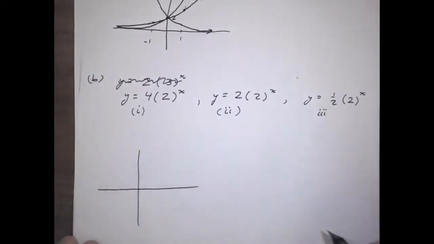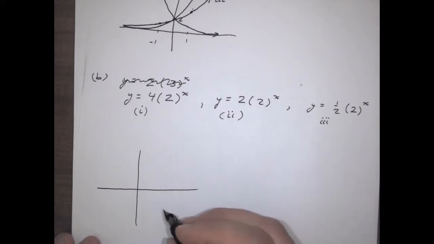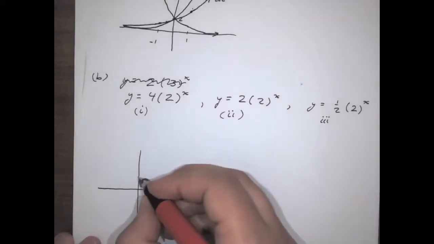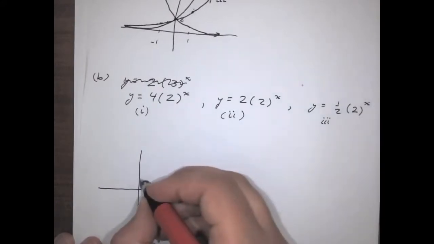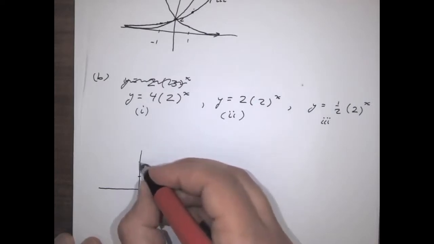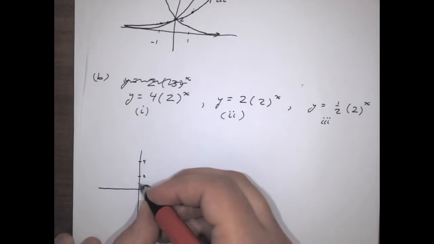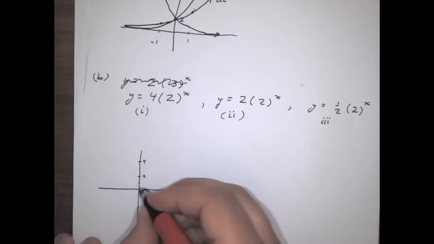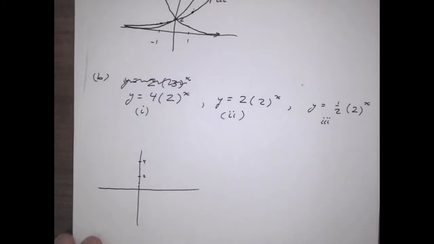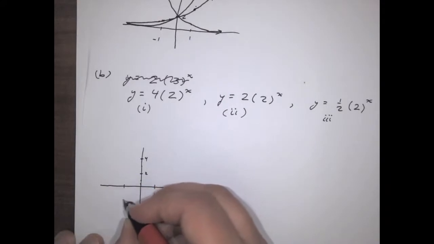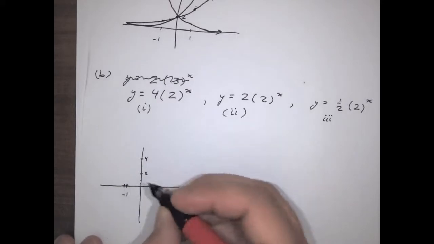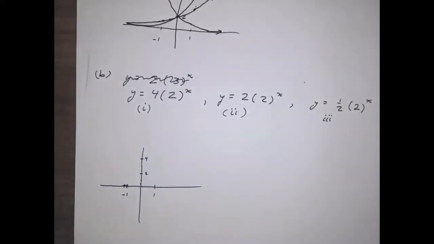So in all cases, the growth factor here is 2. But what is different from case to case is the y-intercept. So we're going to say that this is 2. This would then be 4. That would be 1. That'd be 3, and most importantly, that'll be 1/2. So then, as we track it, as it goes to the left and goes to the right, it goes up by a factor of 2 each step to the right. It goes down by a factor of 2 each step to the left.